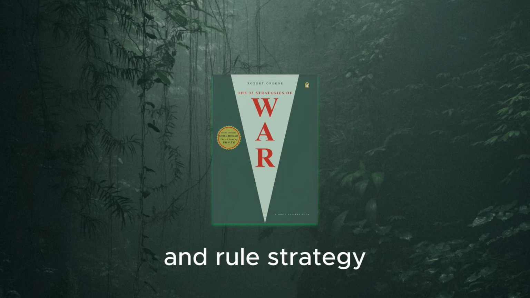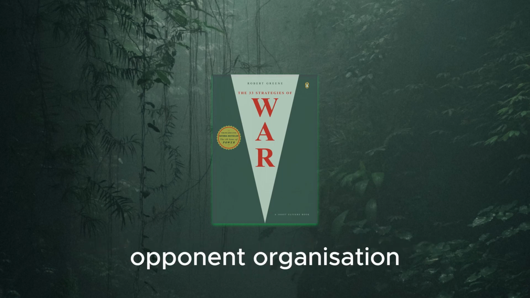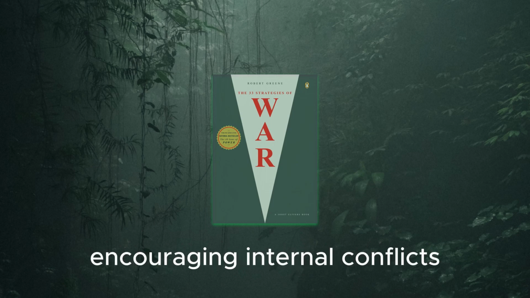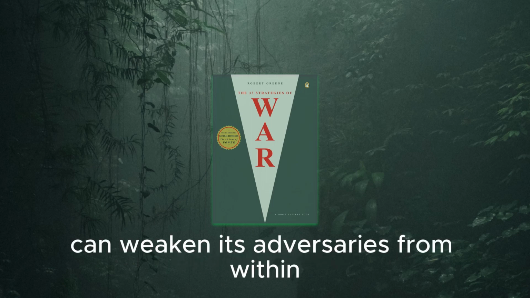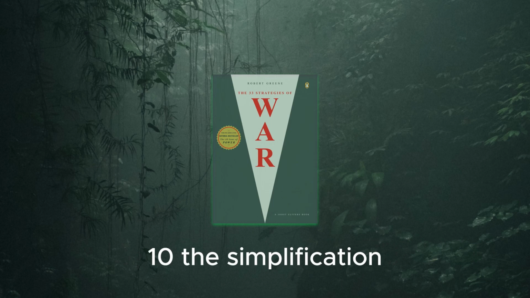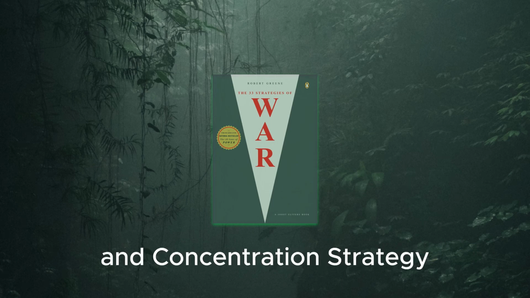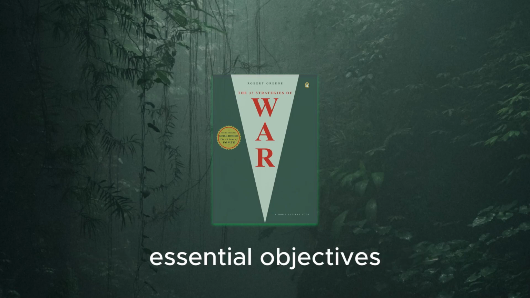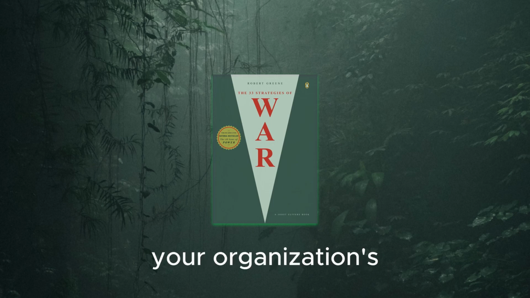9. The divide and rule strategy. This strategy centers on exploiting divisions within an opponent's organization. By fostering dissent and encouraging internal conflicts, an organization can weaken its adversaries from within and make them more susceptible to external pressures. 10. The simplification and concentration strategy. This strategy emphasizes focusing on a few essential objectives rather than spreading resources and efforts too thin. By concentrating your organization's energy on a limited number of goals, you can achieve greater impact and effectiveness.